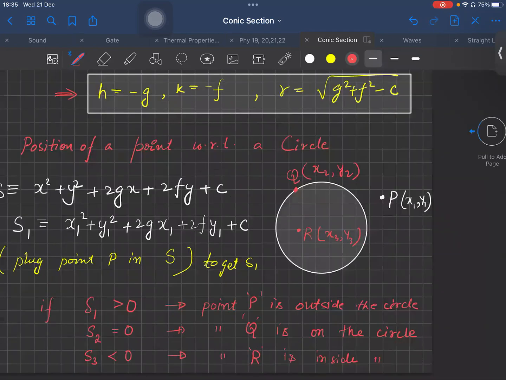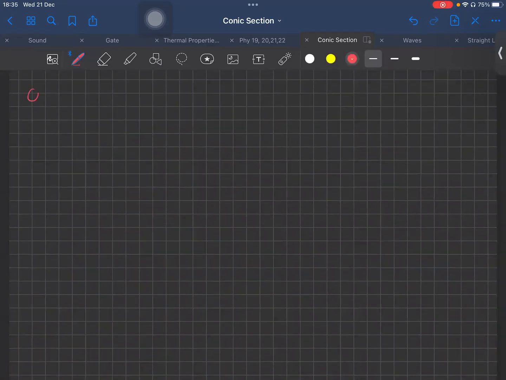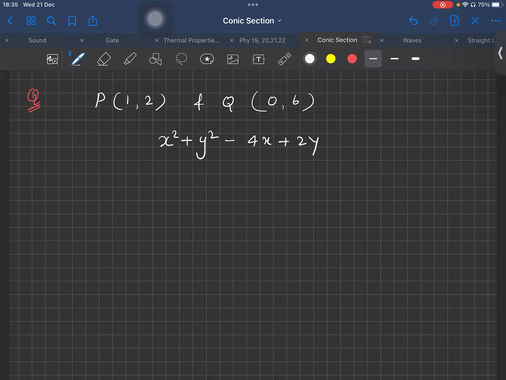Okay, solve this problem then. There is a point P (1, 2) and a point Q (0, 6) with respect to the circle x square plus y square minus 4x plus 2y minus 11 equals 0. Tell me the position of points P and Q with respect to this circle, whether it is inside, outside, or on the circle. This is S.